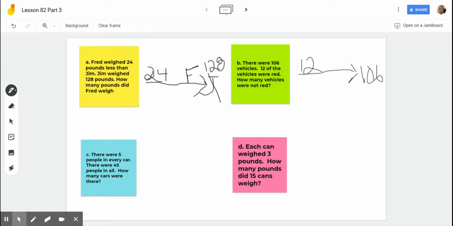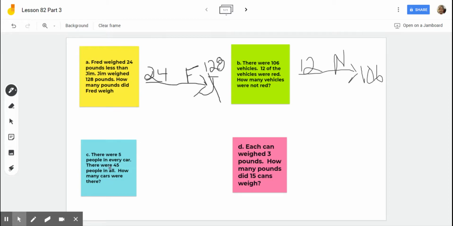So if I could say the vehicles, these were red, these were not red. Once again, I know to find this small number, I'm going to subtract. So my problem would look like 106 minus 12. Once again, you're going to go back and do that on a scrap sheet of paper, and then you are going to put your answer on the Google slide. So let's look at C.